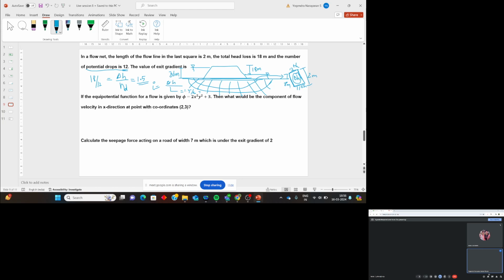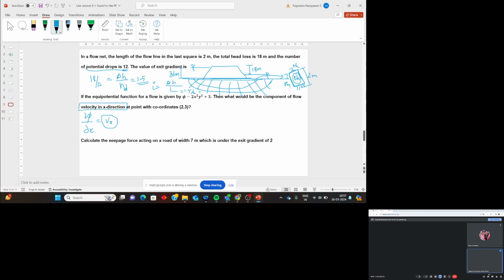Okay, now the next question will be fairly simple for you. You are a maths candidate. If the equipotential function of a flow is phi equal to 2x squared y squared plus 3, then what will be the component of flow velocity in x direction for the coordinates 2 comma 3? Can you solve? What is the differential equation here? Dou phi by dou x equals Vx. Now you need Vx, velocity in x direction.